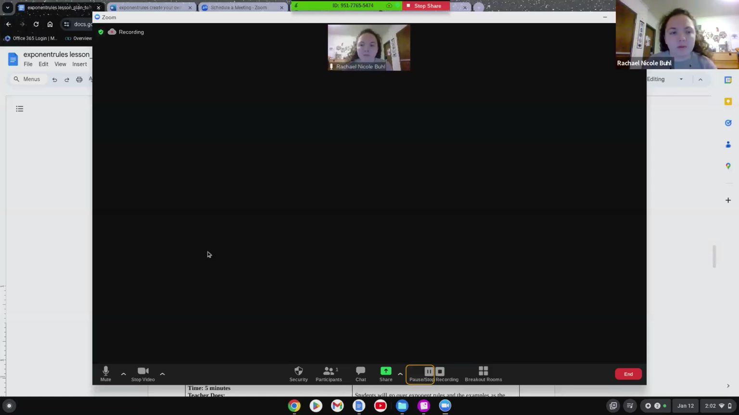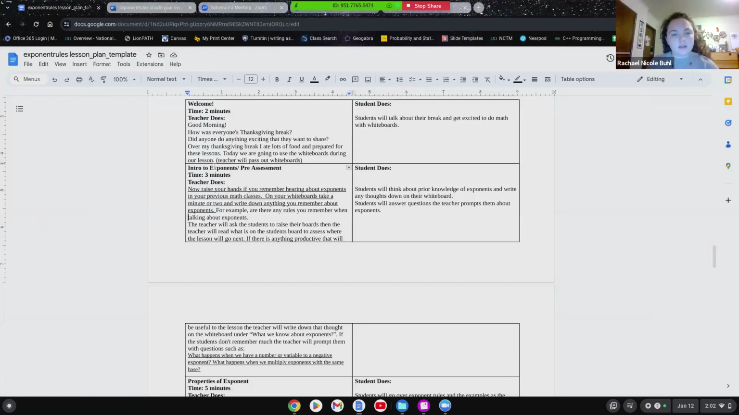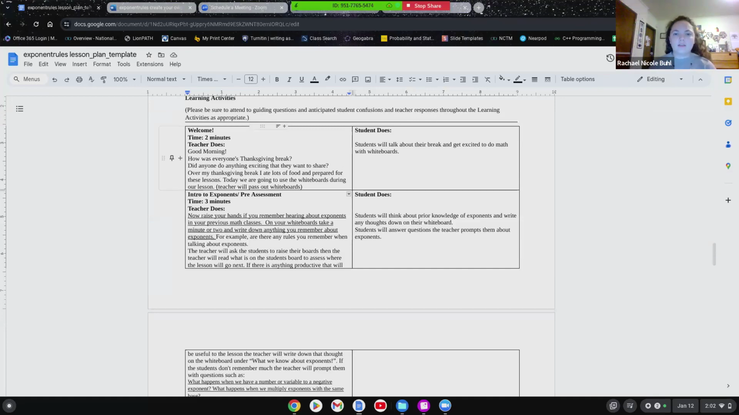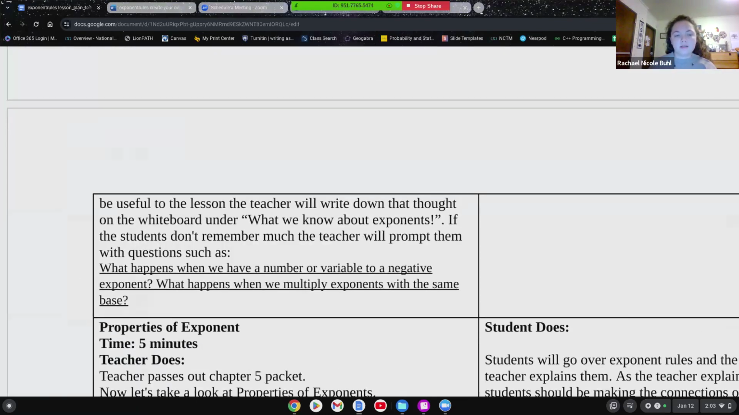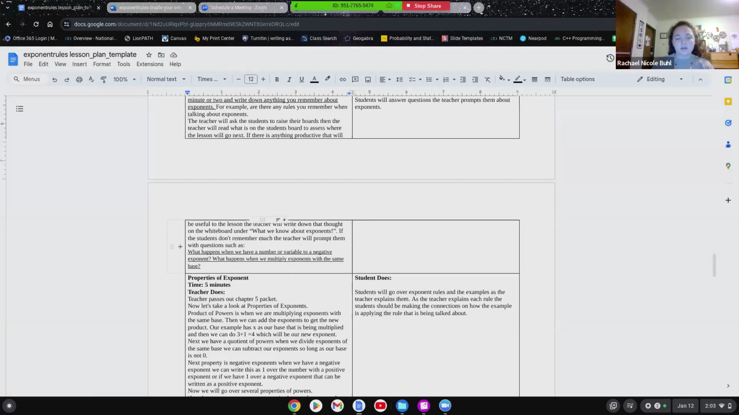I'll show you my lesson plan in which I taught this lesson. And so to introduce this lesson, I allowed the students to have whiteboards, and they started by going over what they knew about exponents. They had 2 minutes to brainstorm, power dump on the whiteboard, what they knew about exponents, and then I used that to see what the students remembered. And then depending on what they said, I said what happens when we have a number or a variable to a negative exponent to see if they knew the negative rule. And then what happens when we multiply exponents with the same base to see if they knew that we had to add the exponents.